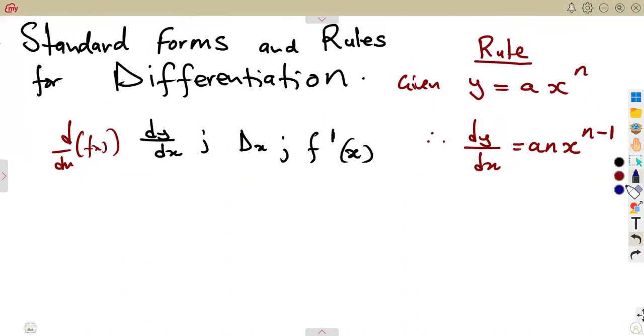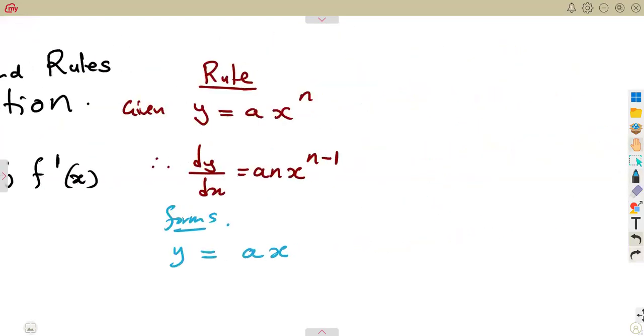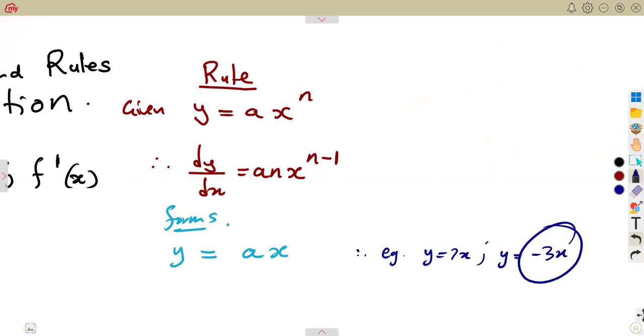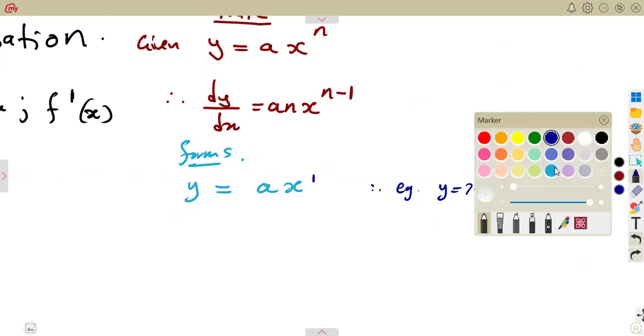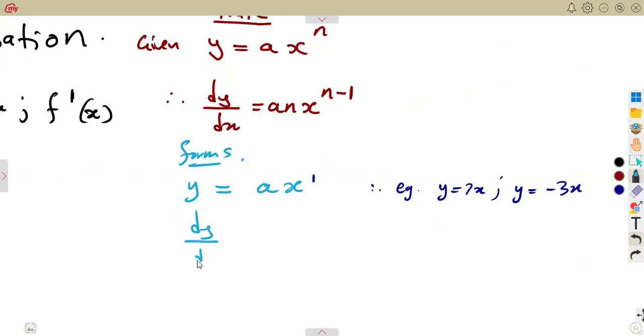So it also follows that in some standards, you are given some other forms of presentation. If you are given y is equal to ax, where a is a constant, guys, for example, y is equal to 7x, y is equal to negative 3x. As long as this is just x, raised to the power of 1, do not worry on this part. Once you find the derivative of such, you are going to simply remain with a.